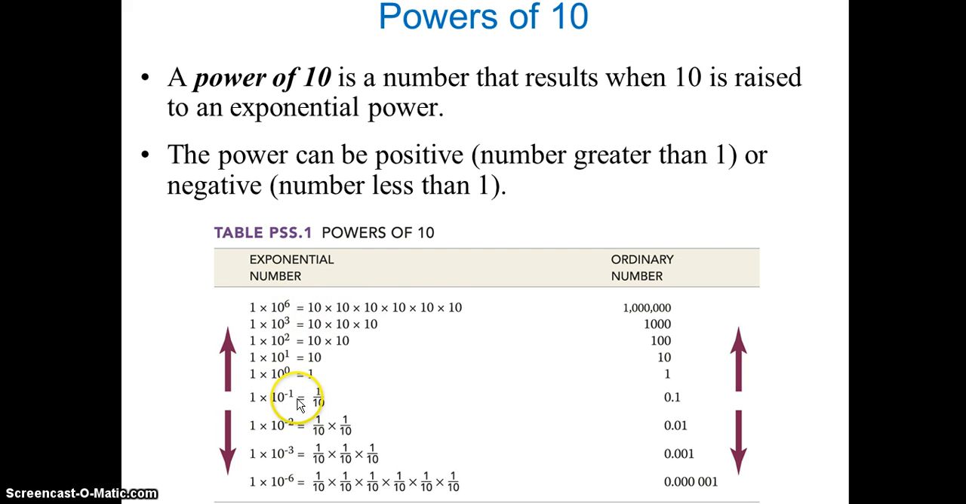Same here, you can see 1 times 10 raised to negative 1, which is 0.1, less than 1. 1 times 10 raised to negative 2 is 0.01. So you can see exponents negative 1, negative 2, negative 3, negative 6 tell us the number is less than 1. Positive exponents 1, 2, 3 tell us the number is greater than 1.